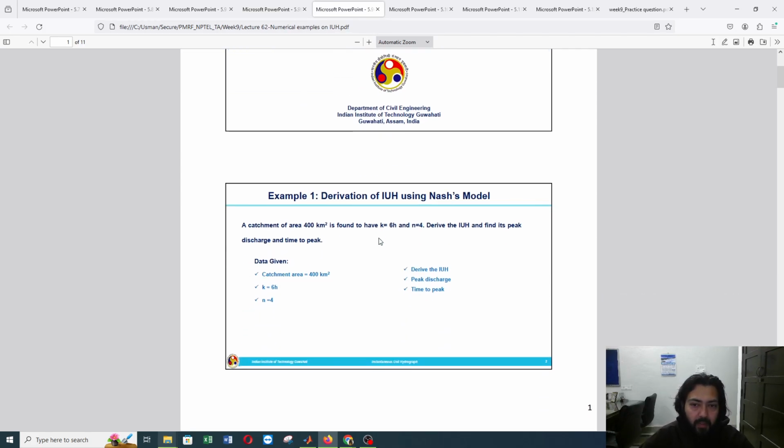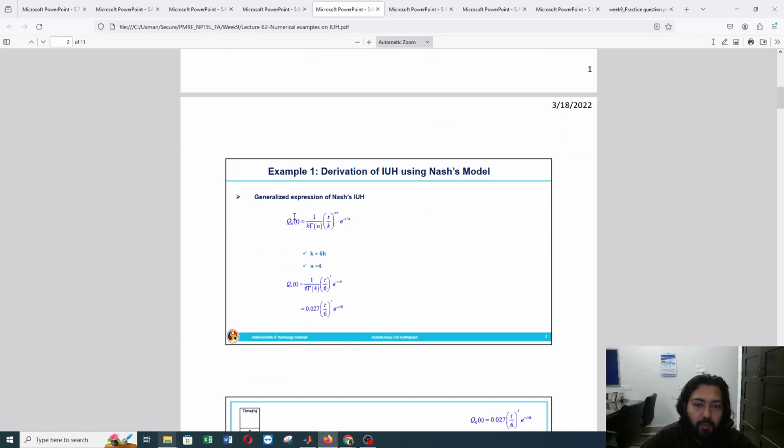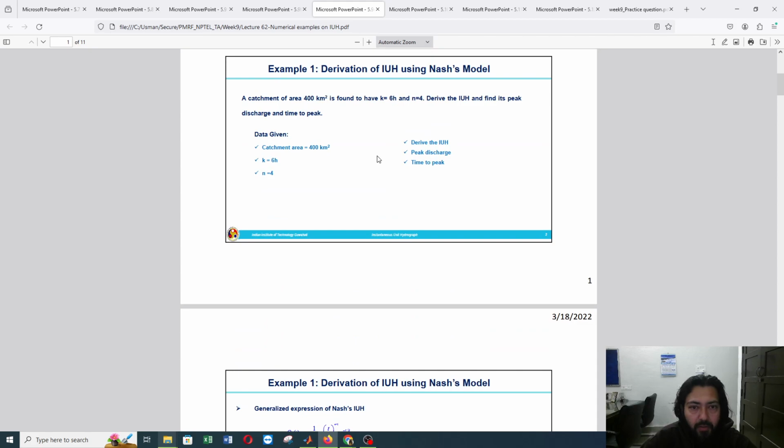So the first example is based on the Nash model. If we are looking into the Nash model, we should remember the generalized equation of the Nash model. This is the generalized equation where the gamma function is there, gamma of n, which means (n minus 1) factorial, right? So this is the generalized form. Let us see what values they have given to us. They have given us the value of K, that is 6 hours, n equals 4, and catchment area is given to us. They are asking us to derive the instantaneous unit hydrograph, peak discharge and time to peak, right?